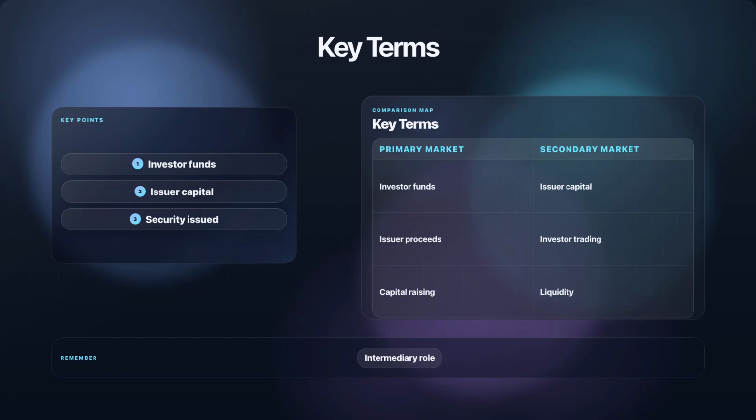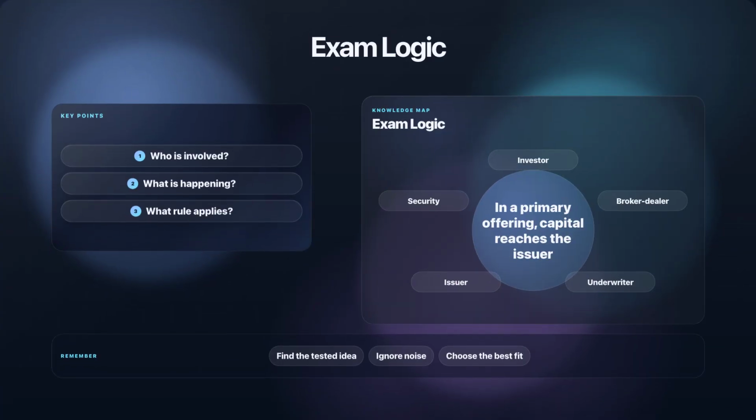The SIE often rewards candidates who can recognize a term and then connect it to the correct function, risk, document, or rule. When a question tests money flow, ask 4 questions. Who is involved? What is happening? What concept is being tested? And which answer best fits that concept? This approach keeps you from chasing every extra detail in the stem.